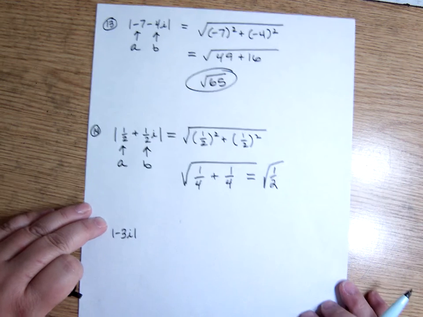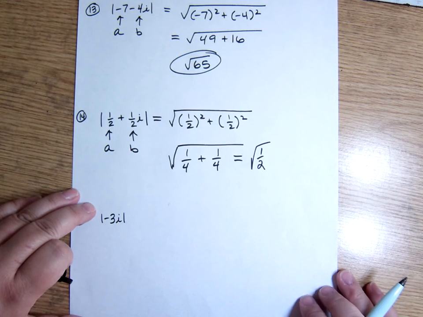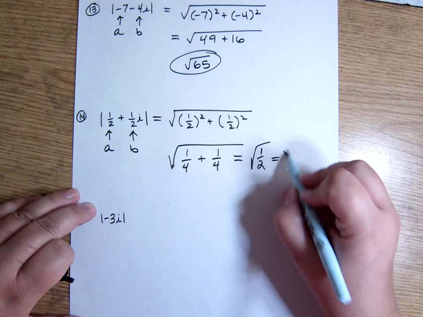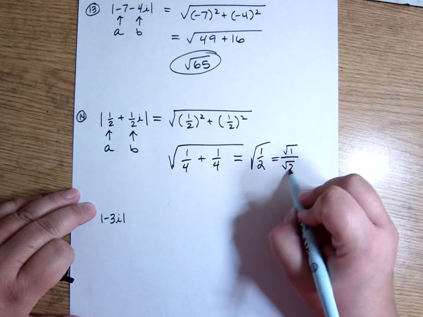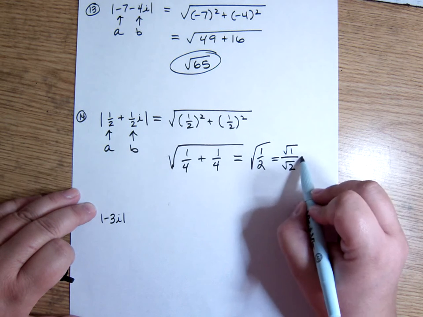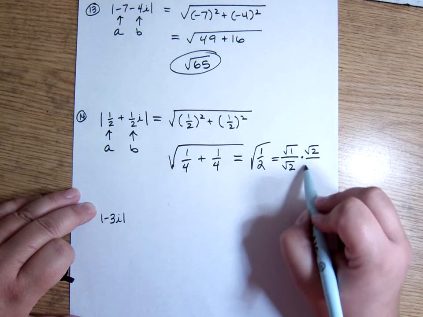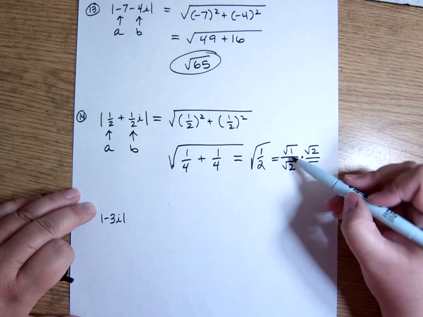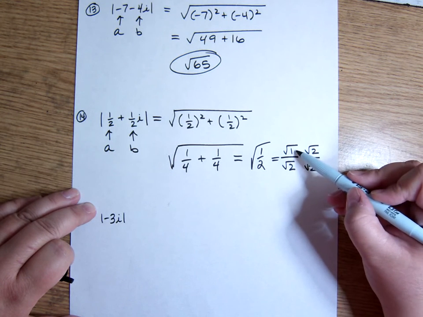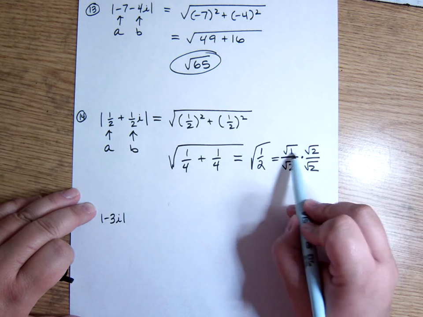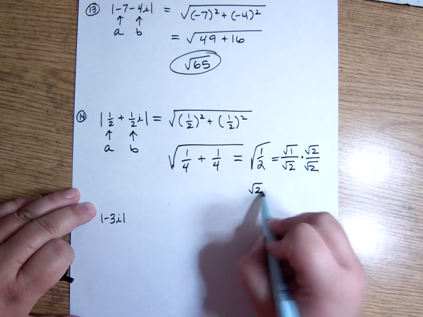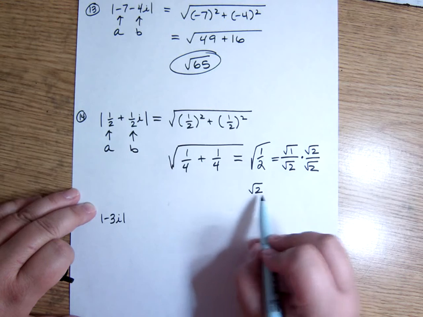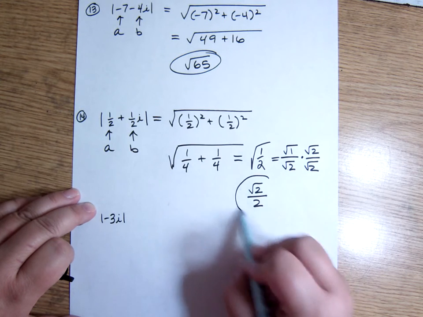But remember, you cannot leave a radical in the denominator. So we won't. This is square root of 1 over square root of 2, and to get that out of the denominator, I'm going to multiply by square root of 2 on top and on bottom. Remember that the square root of 1 is just 1. So on top I have 1 times square root of 2, and on the bottom, square root of 2 times square root of 2 is just 2. And that is my answer.